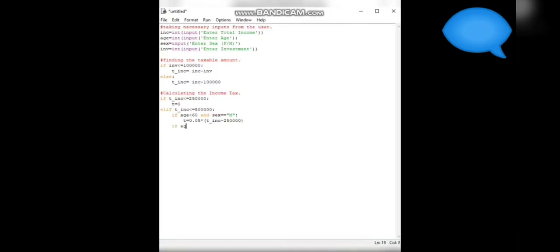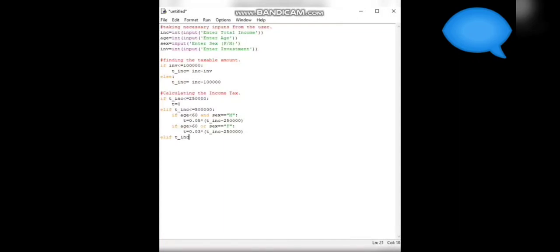And the second condition within it is when the person is aged above 60 or is female. For them, the tax would be equal to 3% of the taxable income, excluding the first 2,50,000. Because for these 2,50,000, we have already calculated the tax.